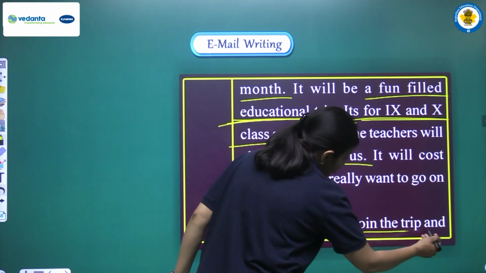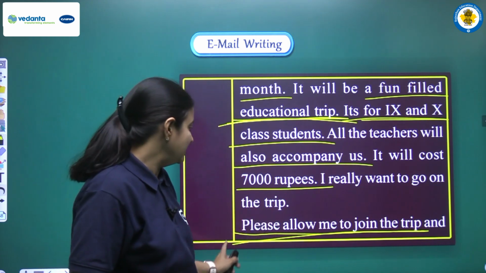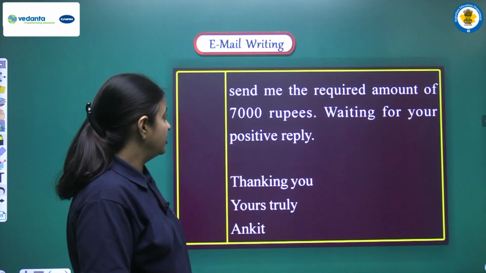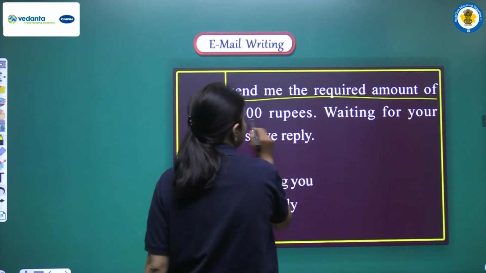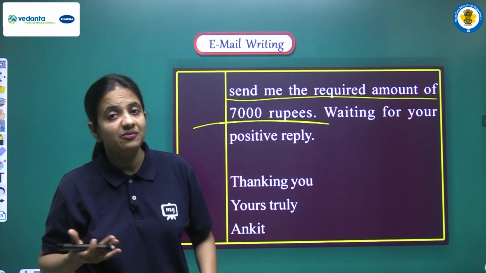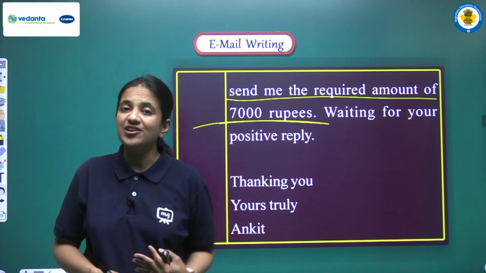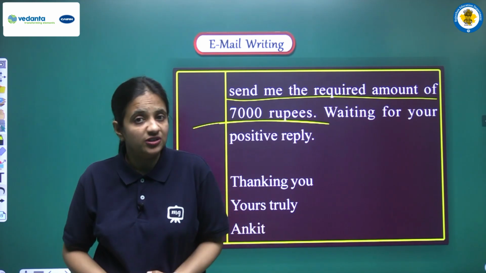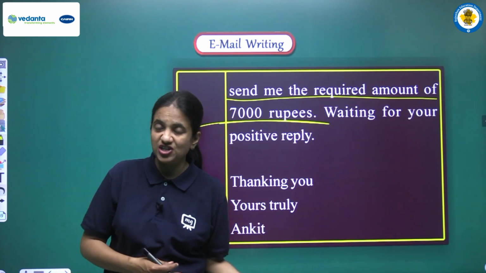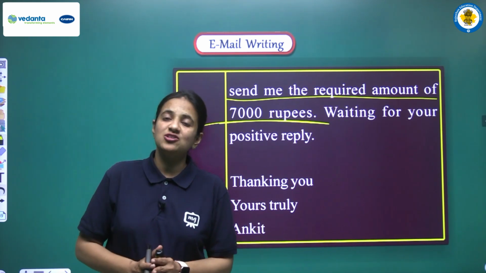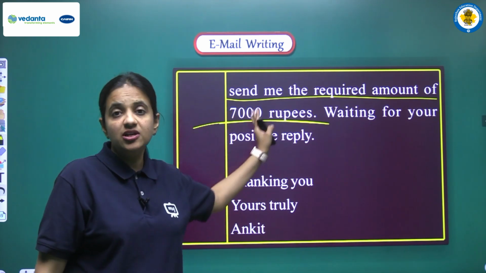So according to the question, we have to request our father. Okay, so this is the reason we are writing here, please allow me to join the trip and send me the required amount of 7,000 rupees, because we are living in the hostel. So obviously we are not having the extra money to go for the trip. So first of all, we are requesting our father for his permission, and at the same time we are also asking for the required amount of money, that is 7,000 rupees.